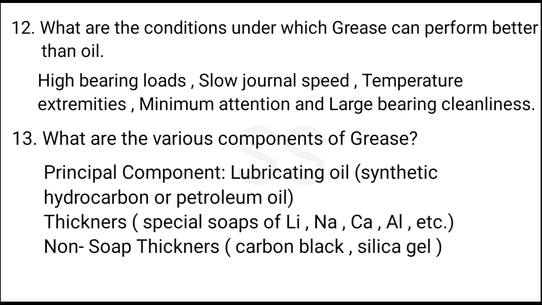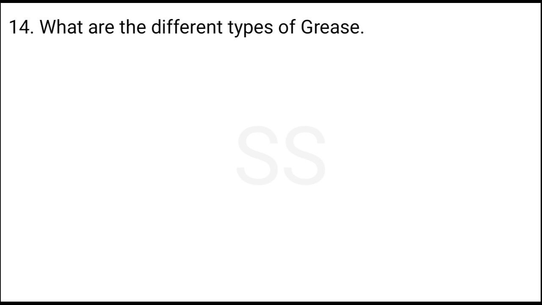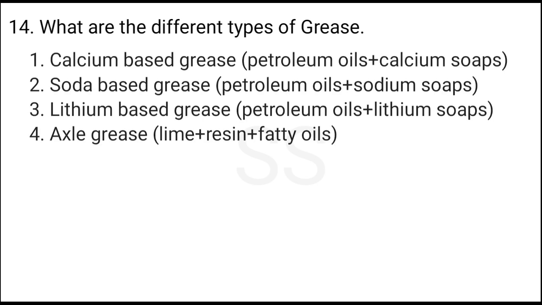The principal component of grease is lubricating oil, which can be either synthetic hydrocarbon or petroleum oil. The thickeners consist of special soaps of lithium, sodium, aluminum, etc. Non-soap thickeners include carbon black, silica gel, and other synthetic polymers. What are the different types of grease? There are 4 main types of grease. These are calcium-based grease or cup grease, soda-based grease, lithium-based grease, and axle grease.